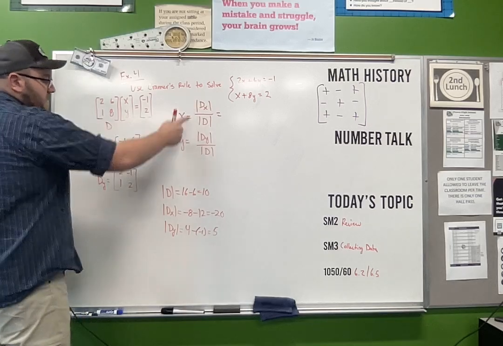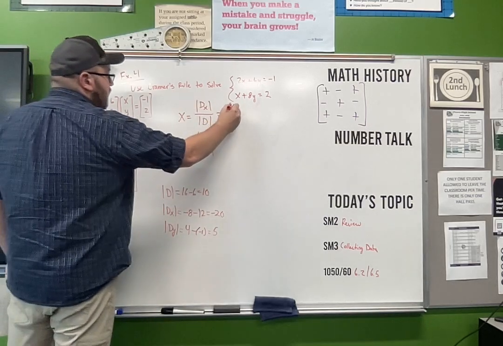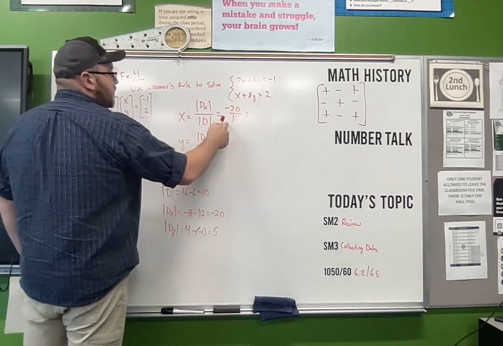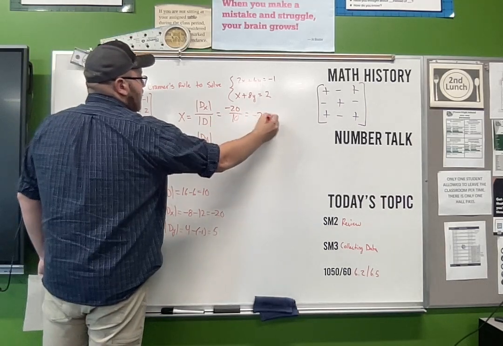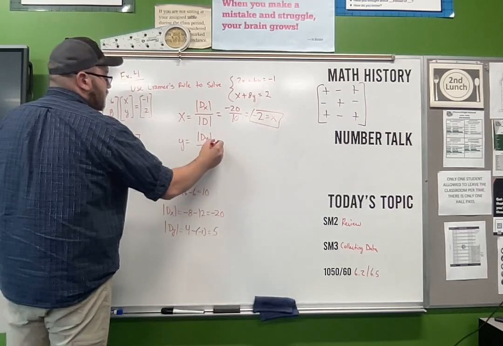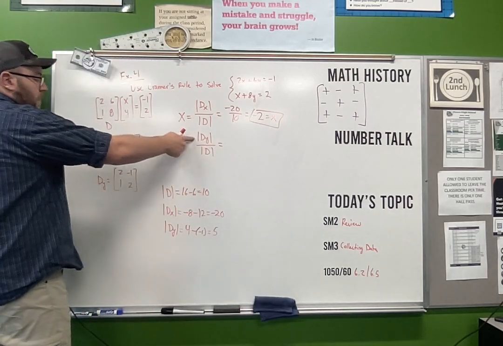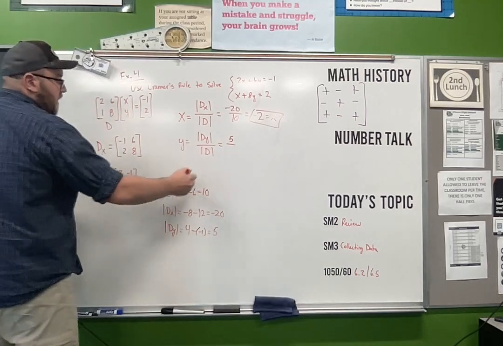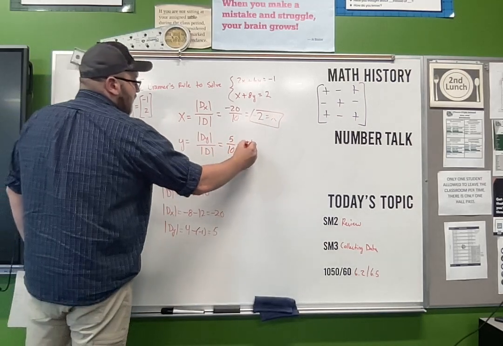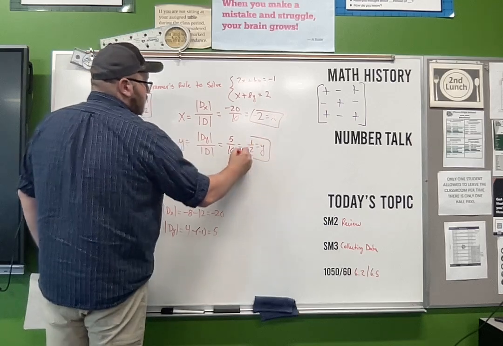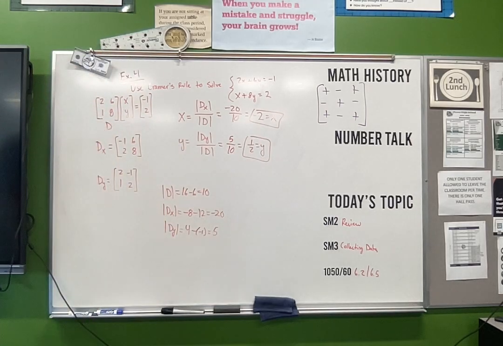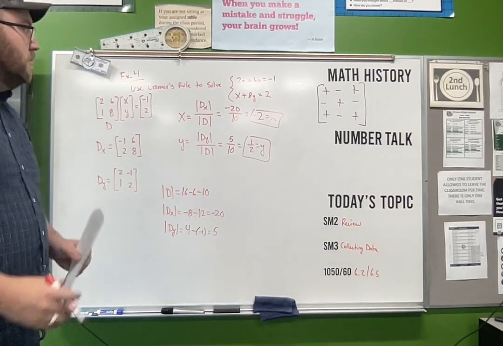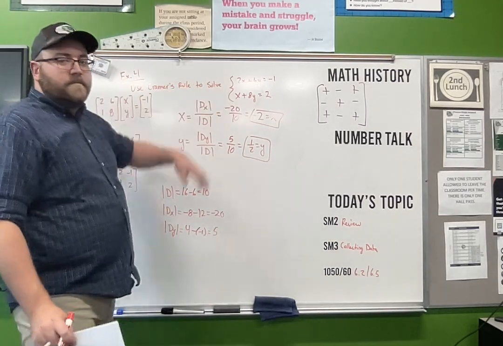The determinant of D sub x is -20 over the determinant of D, which is 10. -20 divided by 10 is -2, and that's what x equals. The determinant of D sub y is 5. The determinant of D is 10. 5 over 10 is 1/2. That's what y equals. And we're done. Okay, those are the solutions to this system.